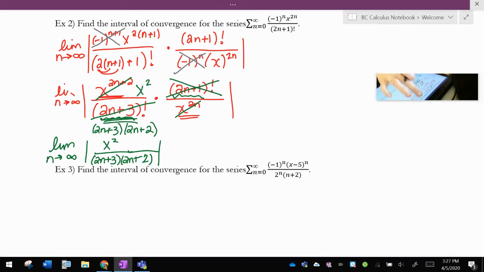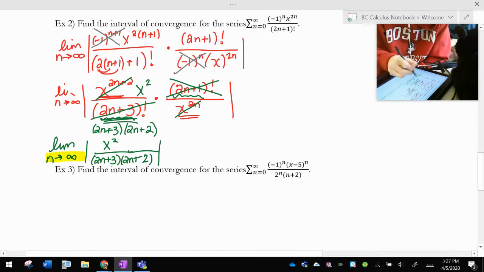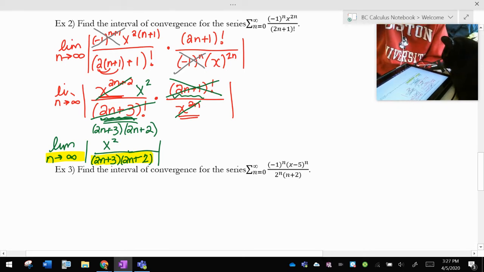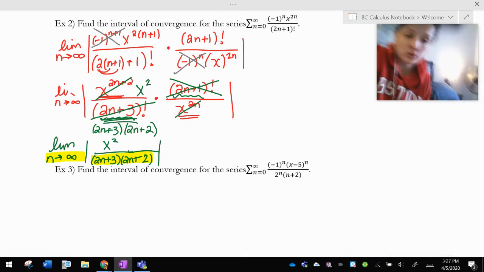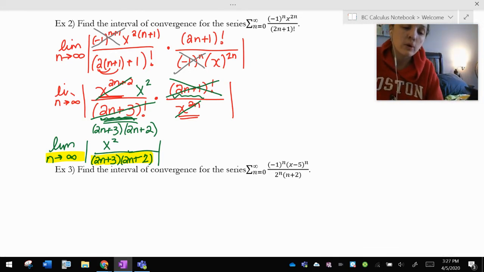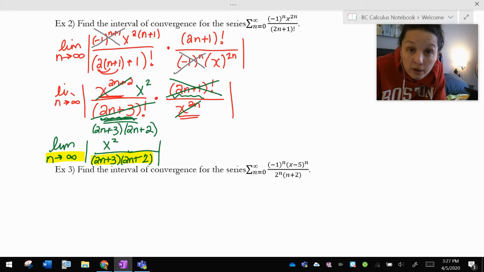Now, n is approaching infinity, which means all I really care about is that. So I'm really taking the limit. Sorry for all of the video issues that I'm having. I just don't want to re-record now. What I'm really doing, I'll squat down here, is I'm taking the limit of 1 over 2n plus 3, 2n plus 2 as n goes to infinity.